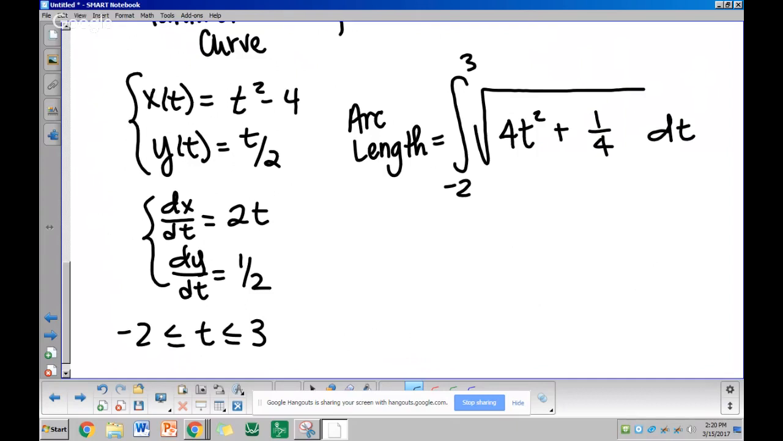Someone keeps asking me if we've done it yet. No, you're not going to do it in high school, unless we have some time after the AP exam. Okay, so somebody give me an answer. I need 3 digits. 0.435 units. So that is the length of the curve.